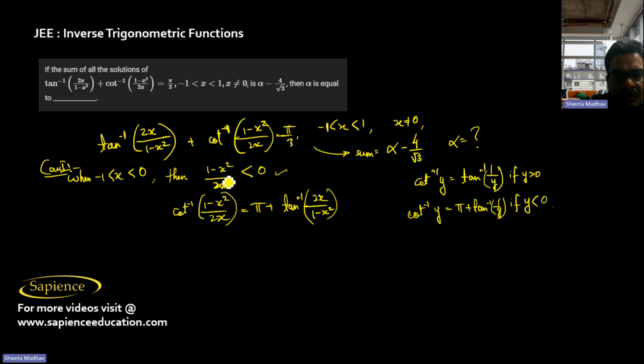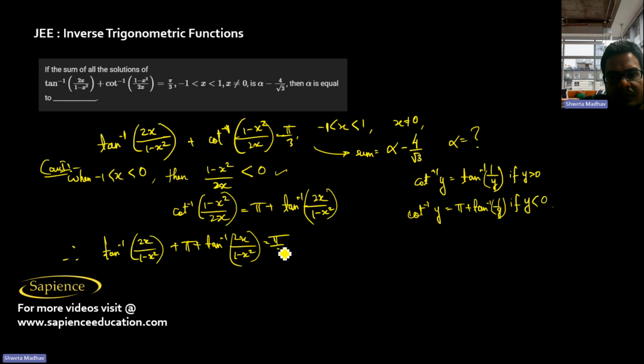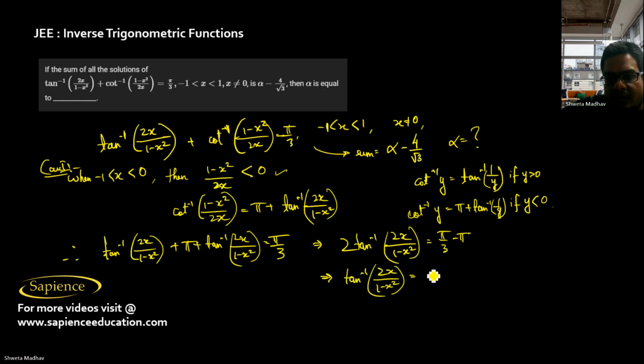Since this one is negative, therefore we can say the left hand side will be tan inverse of 2x by 1 minus x square plus pi plus tan inverse of 2x by 1 minus x square, that is equal to pi by 3. So then I can say 2 tan inverse of 2x by 1 minus x square is equal to pi by 3 minus pi, that is minus 2 pi by 3. So it means that tan inverse of 2x by 1 minus x square is nothing but minus pi by 3.